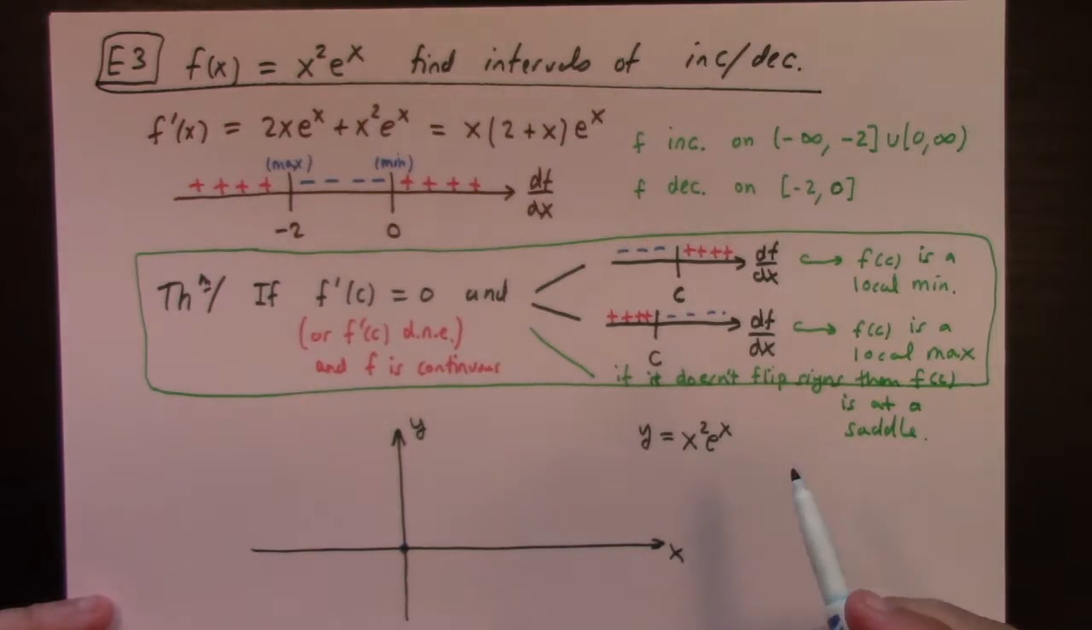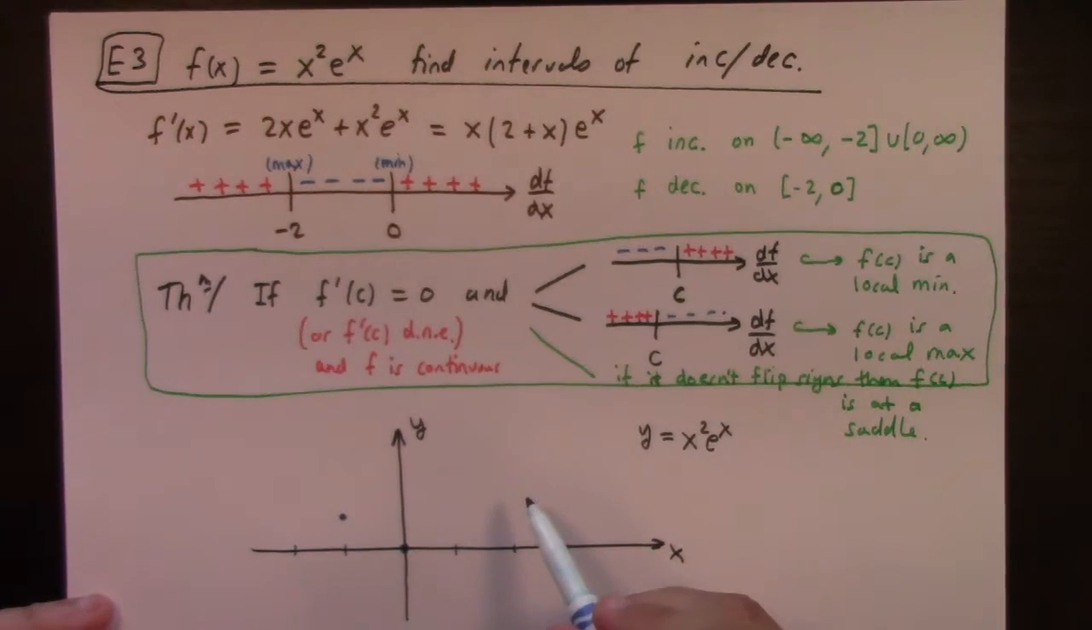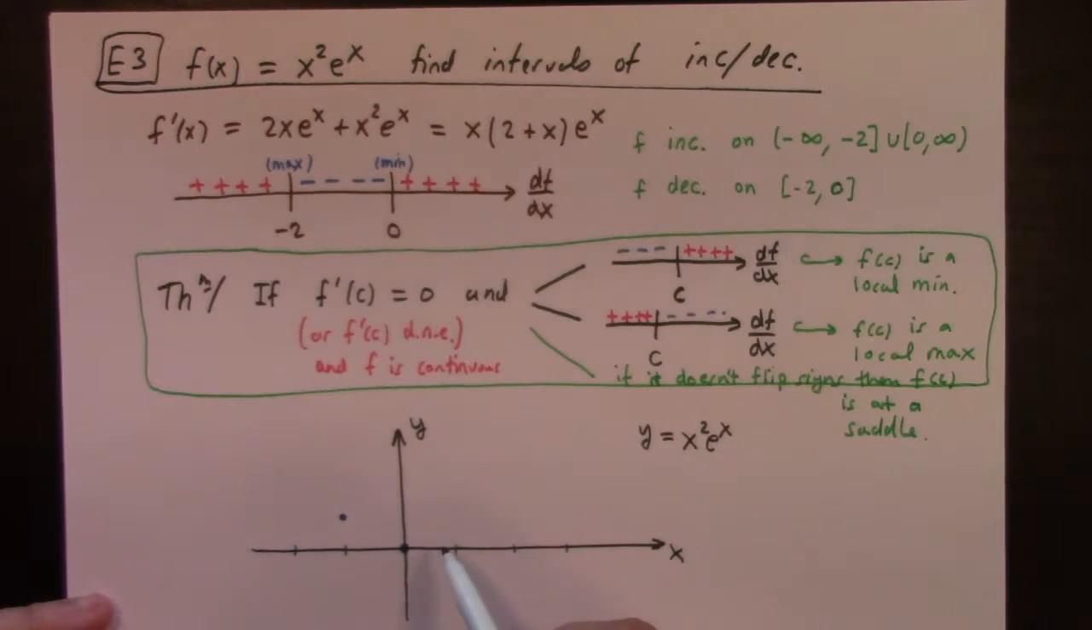So the minus 2, see, 1, 2. Now I don't really care much what the value is. This is heuristic, qualitative, right? So there's a max, and then the min is at 0, right there. And then x squared e to the x, well, that just gets bigger and bigger, right? So apparently it does something like this.